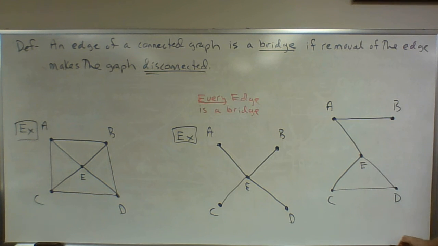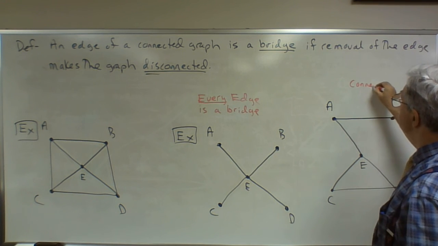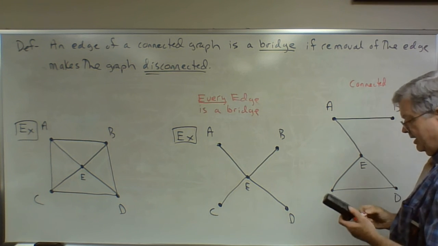Let's see. This is a connected graph. I can get from B to A to E to D to C. I can get from any vertex to any other vertex through a path. So this is connected. So we might have bridges in this graph.